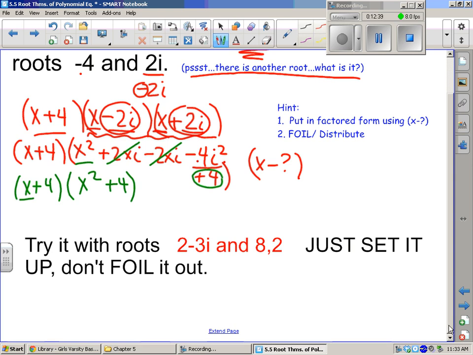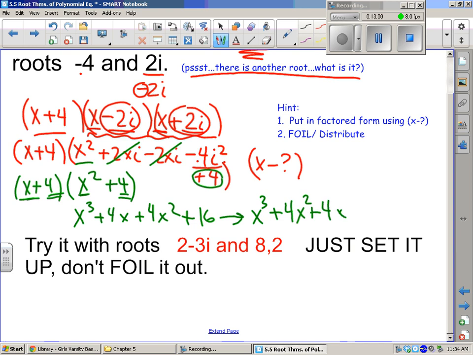So we can FOIL it again. x times x squared becomes x cubed, then we have 4x, then we have 4x squared, then we have positive 16. The only thing left to do is put it in standard form. So I have x cubed plus 4x squared plus 4x plus 16. And at the end, we've got an x cubed. We were supposed to end up with a third degree, so, good way to check.